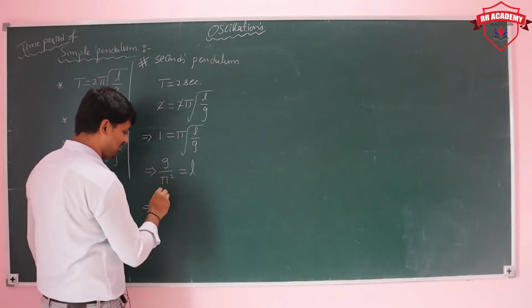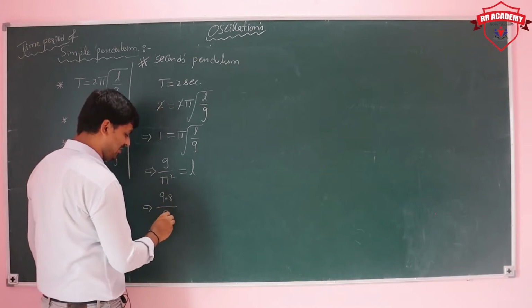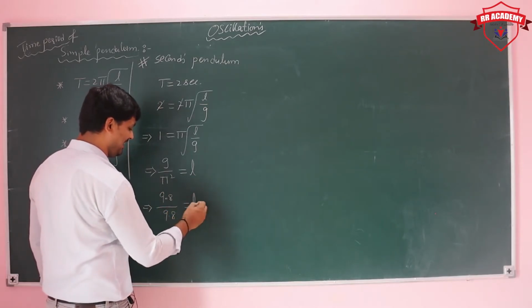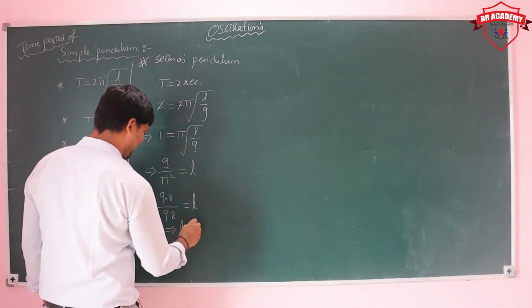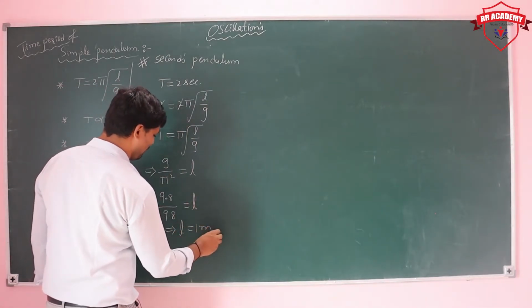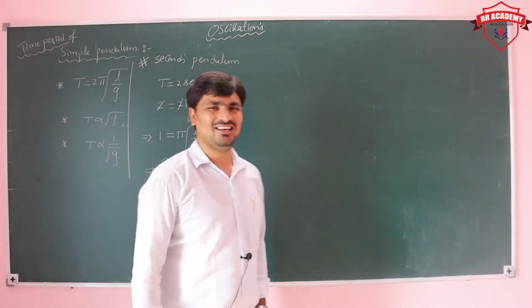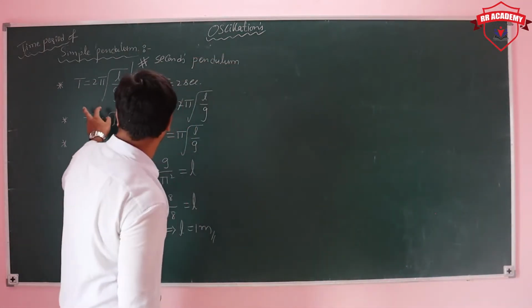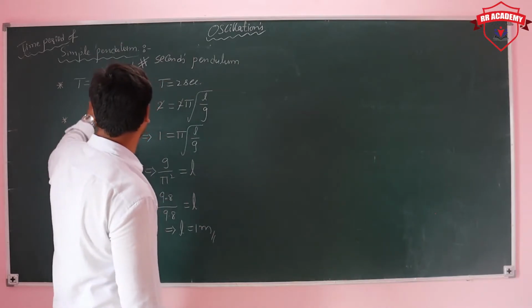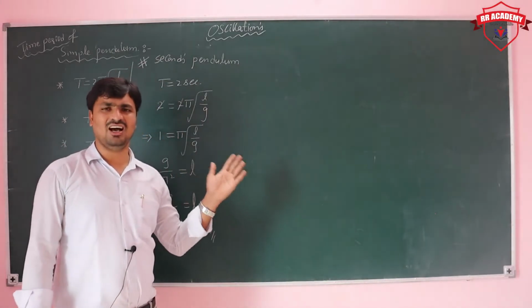What is the value of g? 9.8. What is the value of π²? Nearly you are getting 9.8 only. You can take 3.14 into 3.14. Then the length of the seconds pendulum is 1 meter. What is the length of the seconds pendulum? 1 meter.